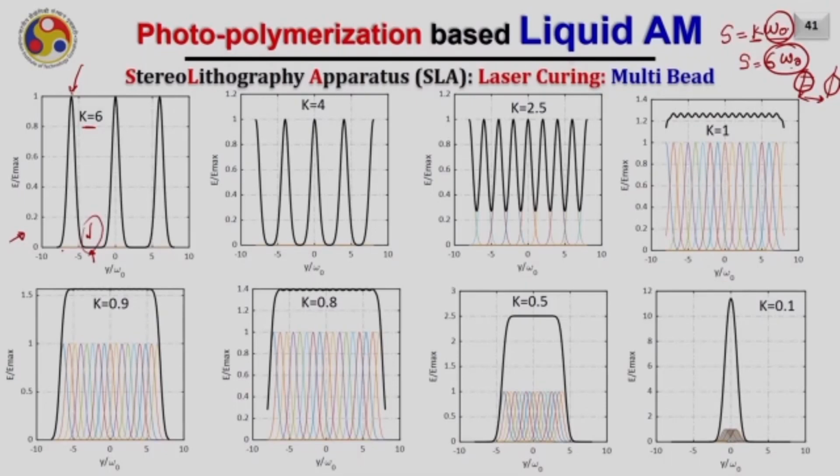But if this K reduces, I mean the distance between 2 consecutive passes reduces, then of course the 2 passes will come into the zone of influence, and hence they will influence the other exposed part of the bead also. Hence, this is the curve you will obtain for K equals 4. This is the curve you will obtain for K equals 2.5. This is the curve you will obtain for K equals 1.